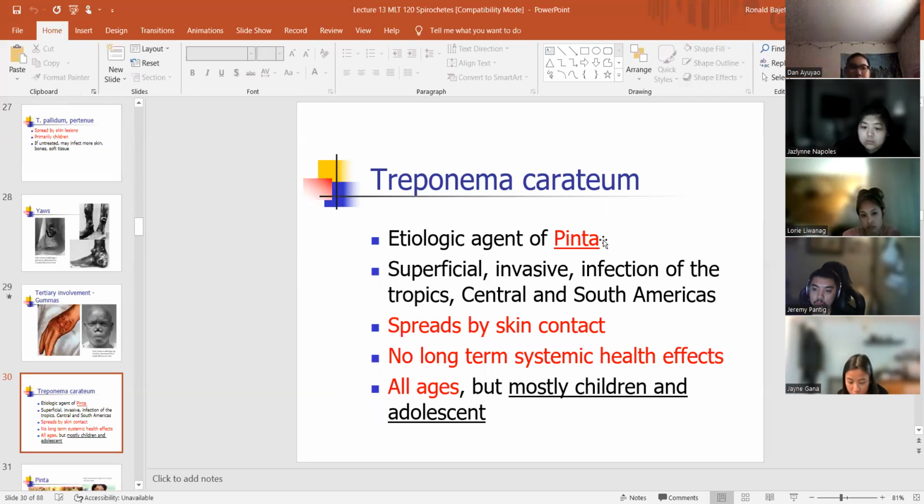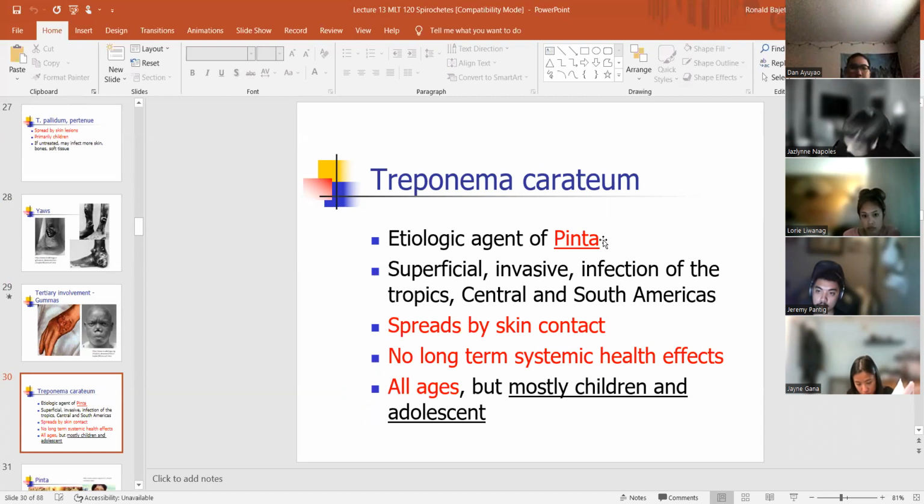Okay, and the final treponema is carateum. PCE, yaws, pinta, bejel. So this is the middle one. So this carateum causes pinta. The etiologic agent of pinta is Treponema carateum. Remember, if I ask for etiologic agent, I'm asking for the name of the organism.